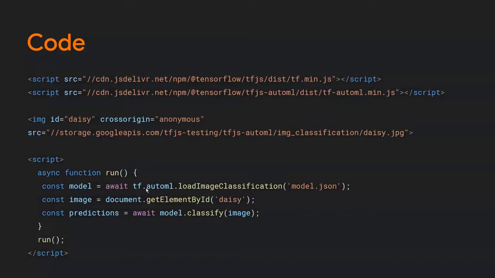Because this is an asynchronous operation, we use the await keyword, of course, and then that gets assigned to the model when it's ready. We then get a reference to our daisy image, which is the new image we want to classify in this case, and we then simply use model.classify and pass it the image and await the results to come back. Once this is allocated to the predictions object, this is just simply a JSON object we can pass through and see all the predictions that came back from the ML model for that single image.